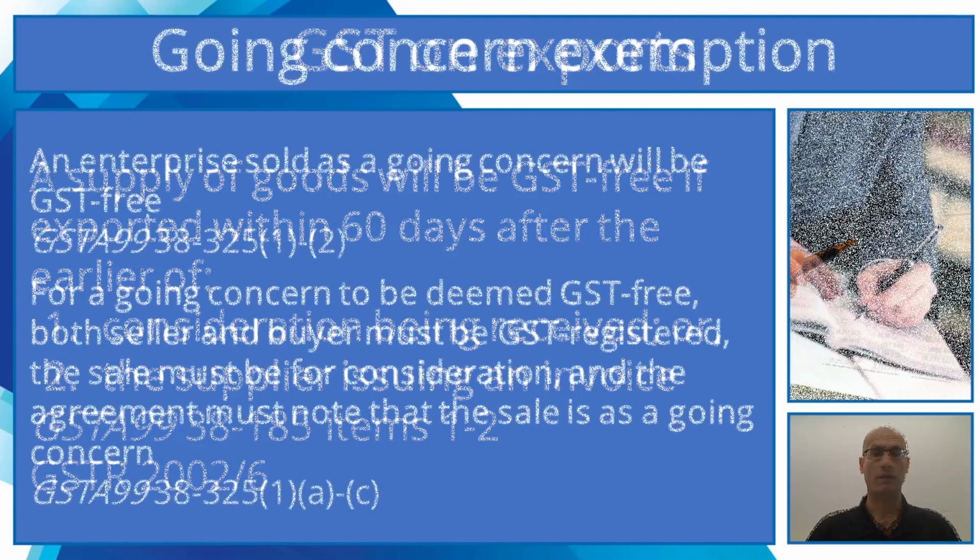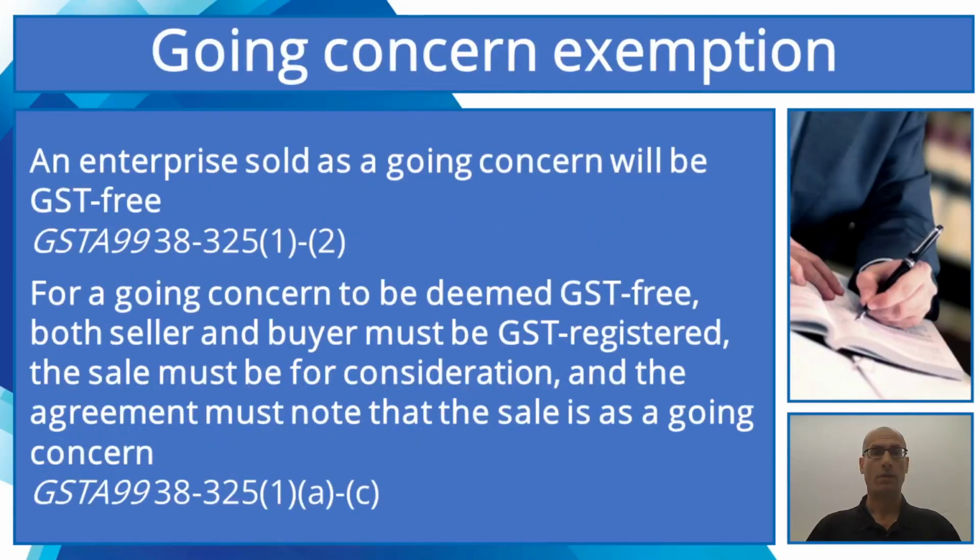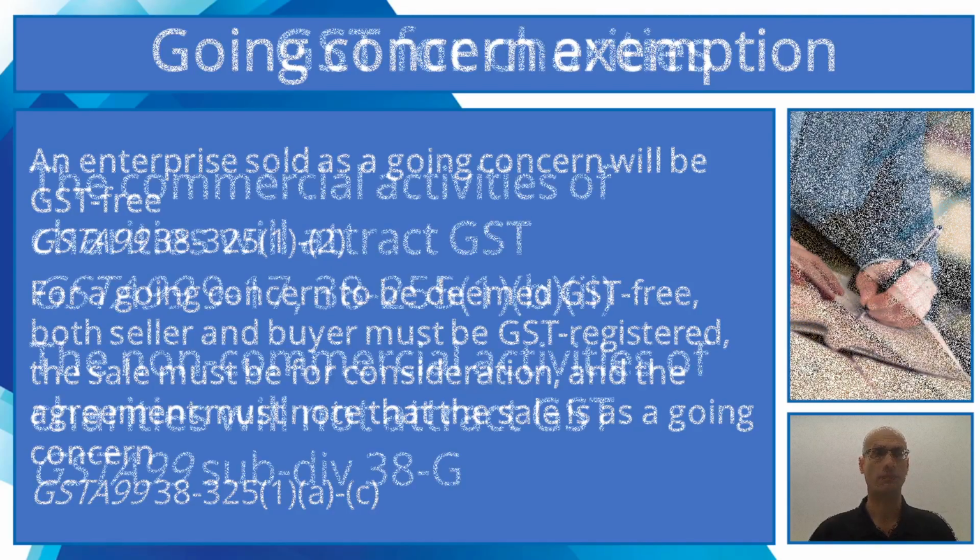Another area of exemption from GST is where a business is sold as a going concern. Now, there's a few little rules here. Basically, both buyer and seller have to be GST registered, and they have to map it out in the agreement. They have to overtly and expressly state that the business is to be sold as a going concern as part of that process.